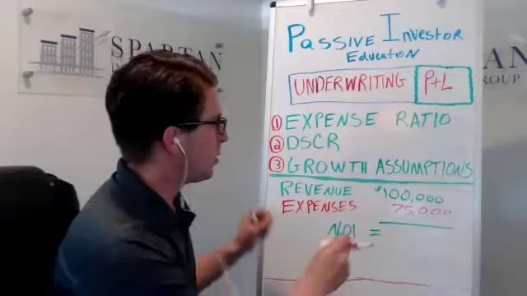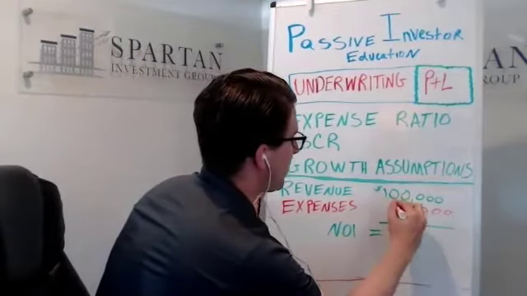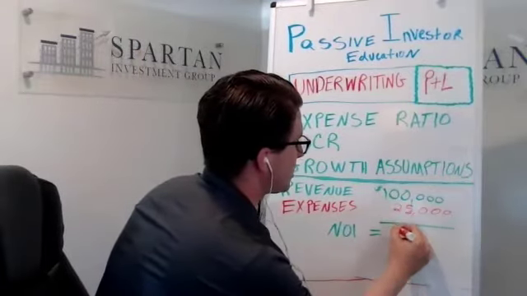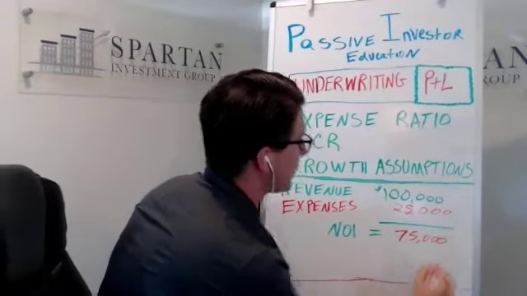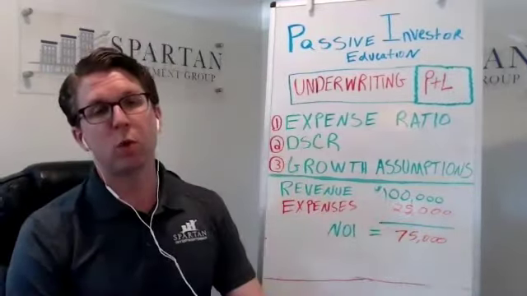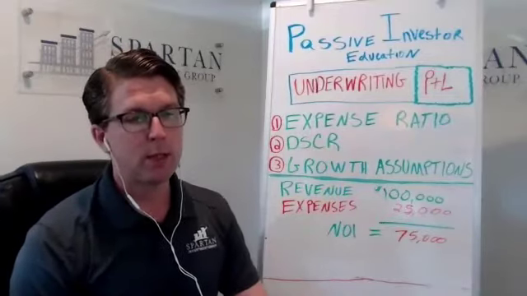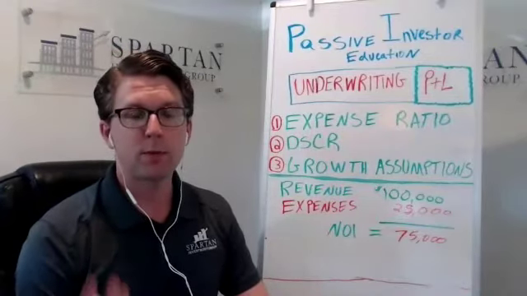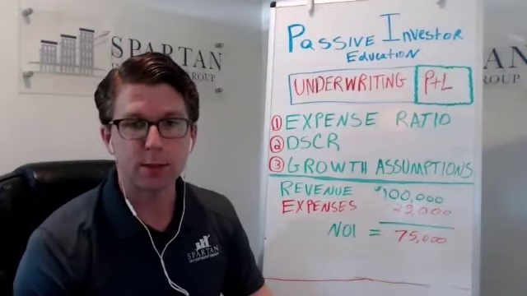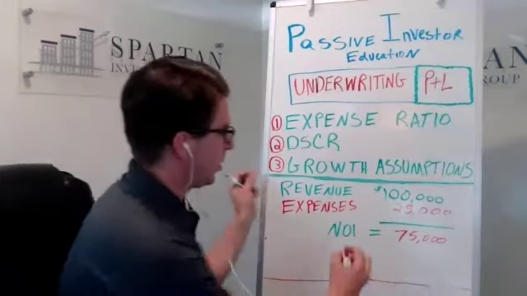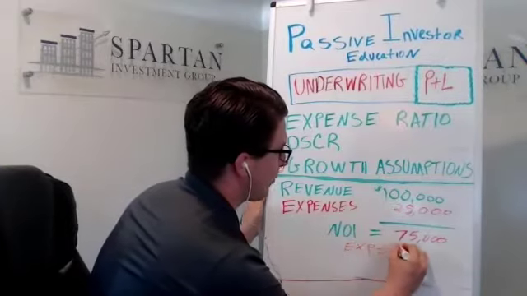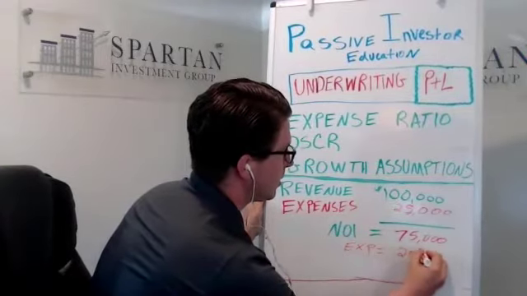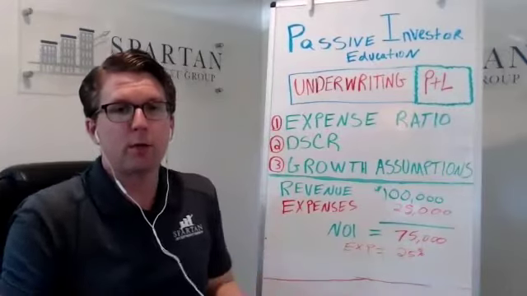So you have a total, we're going to do $25,000. So you have a $75,000 NOI. So your expense ratio here is 25%. And the way you get to that is you take 25,000 divided by 100,000, and you get 25%. So your expense ratio here is 25%. Okay, so is that good or bad? I don't know, it depends.